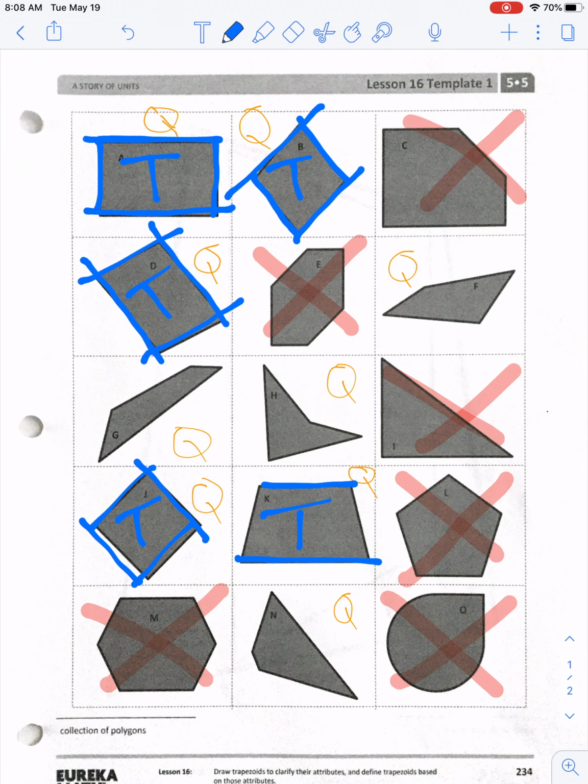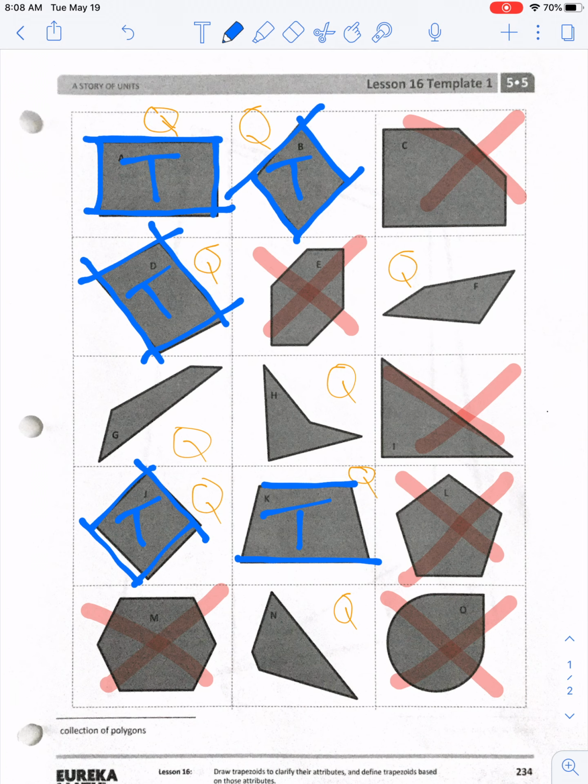So what I want you to do is think in your brain right now, how are these shapes in the trapezoid group the same? How are they the same? How are they different? I see one that is a lot different. K, right here, this is K. K only has one set of parallel lines. The other trapezoids have two sets. So to me, that's different. But what's the same? They all have four straight sides, right?